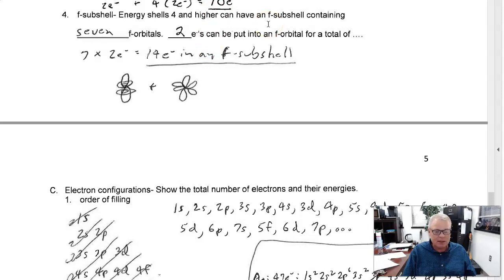See, we went S is all, P is 1 and higher, D is 2 and higher, F is 3 and higher, containing 7 F orbitals. Notice it's going by 2 each time. 2 electrons can be put into an F orbital for a total of 7 times 2, 14 electrons in the F subshell. Notice the number of electrons is going up by 4 each time. 2 more orbitals, 2 electrons apiece. That's why it's going up by 4.